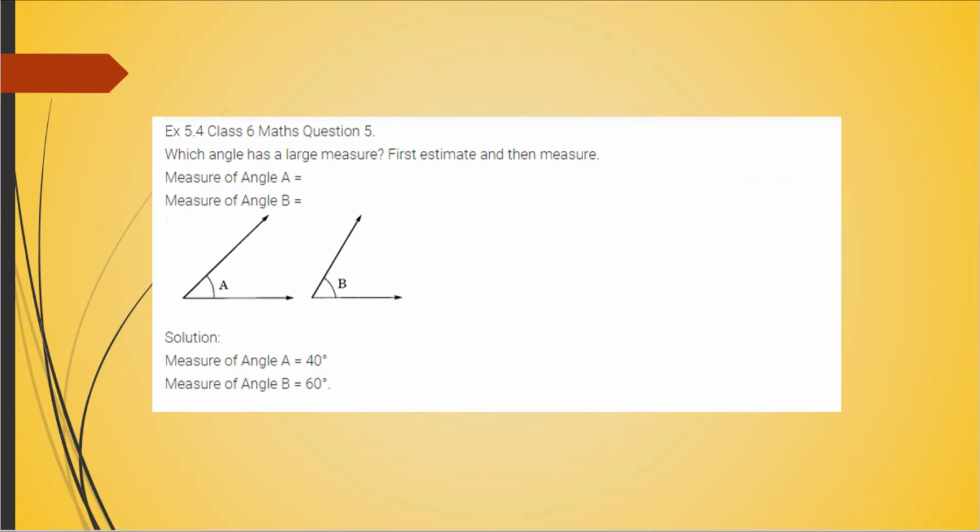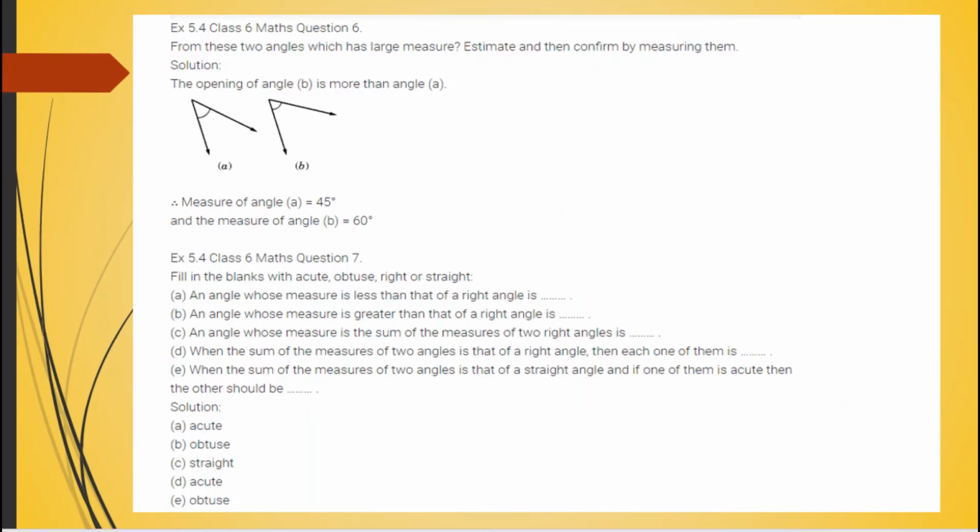Moving to the next question, number 5, which angle has a larger measure? First estimate and then measure the angle. Angle A, if you measure it using your protractor, will be 40 degrees and angle B is 60 degrees. Moving to question number 6, from these two angles which has a larger measure, estimate then confirm by measuring. It is also the same, you can measure it.